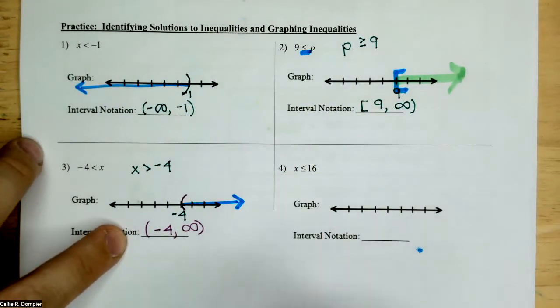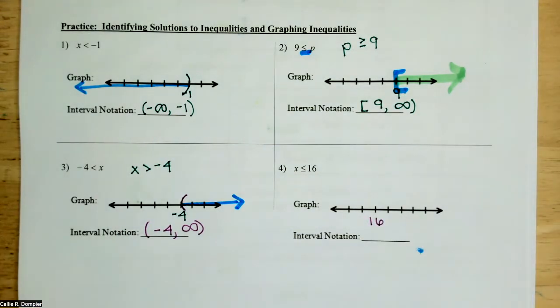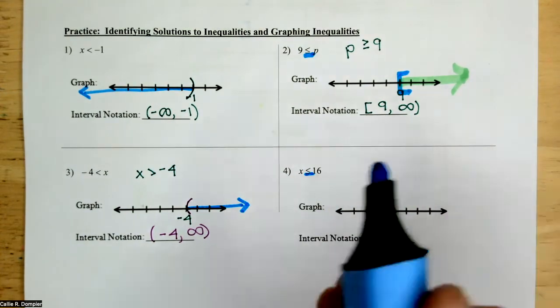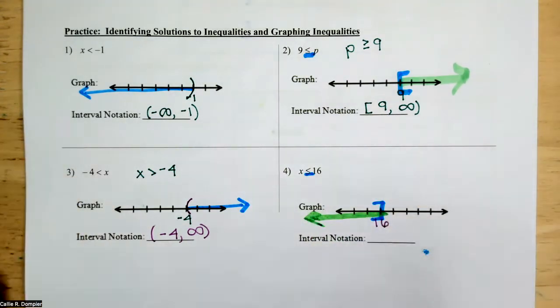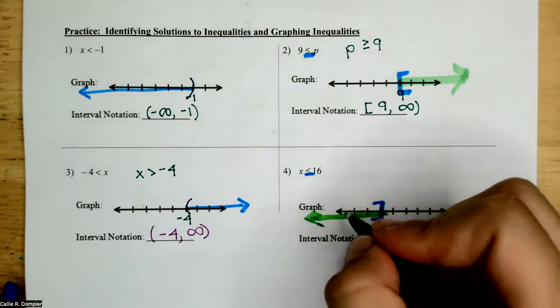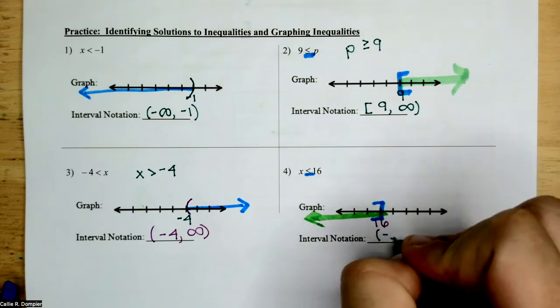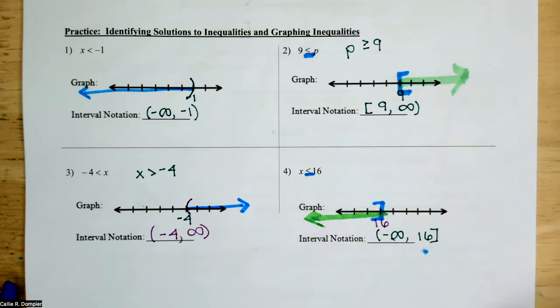X is less than or equal to 16. Here is 16. X is less than or equal to. Again, because of this equal to, we're going to make a bracket. Less than goes this way. Good. All right. So interval notation, if I'm reading from left to right, I don't see anything that starts this. So it starts at negative infinity. It stops at 16, and 16 is included because of that equal sign, so we use a bracket.